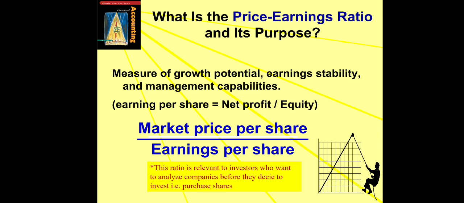And for a sole proprietorship business, there are no shares. Only companies sell shares. So the price earning ratio is useful for you in the future. Let's say in the future, you have extra cash, you want to purchase shares of a company. One thing you can do before you purchase the share is calculate the price earning ratio. The formula is market price per share divided by earning per share.